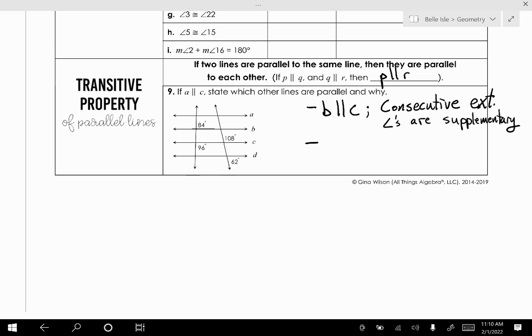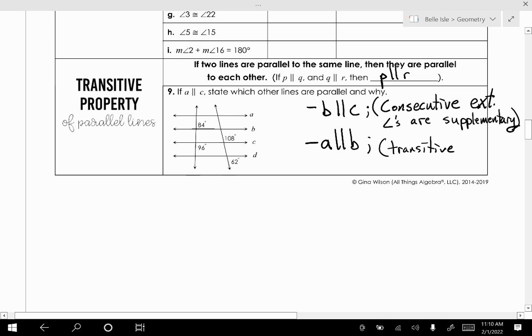Okay, and then we have A and B. Wait, hold on, Rocco. I'm going to finish this real quick. Okay, so we have A and B parallel to each other. This is going to be, you might watch that, actually. This is the transitive property of parallel lines.